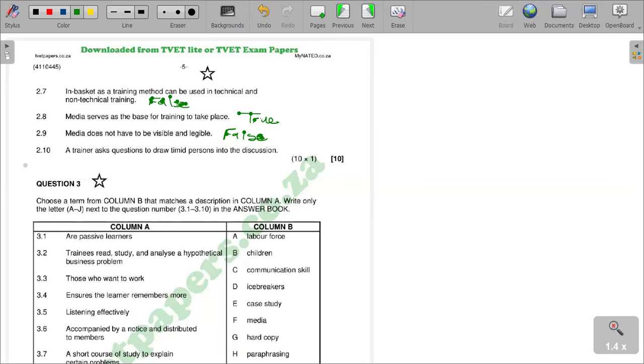2.10, a trainer seeks questions to draw timid persons into the consideration, right? That's a true statement. You can ask questions so that you can draw timid persons into discussions. You can ask questions, right, to facilitate discussions. That's a true statement.